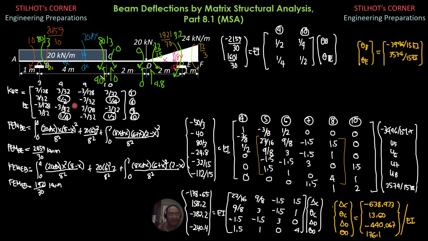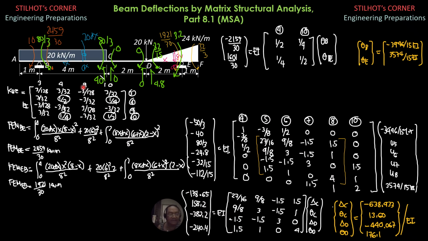So we copy the stiffness: 1 half, 1/4, 1/4, 1 half. Then we have theta B, theta E. So theta B, theta E is the product of the inverse of this matrix and this force matrix here. You'll get negative 3946 over 15 EI and 3574 over 15 EI. So next, we have to consider BC, CD, and DE.